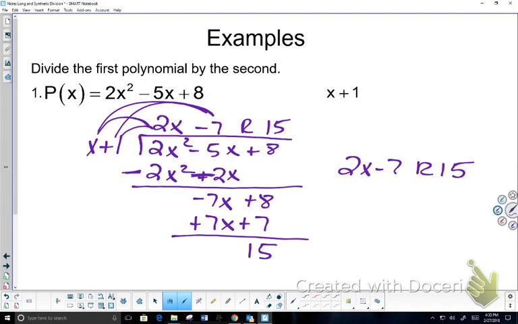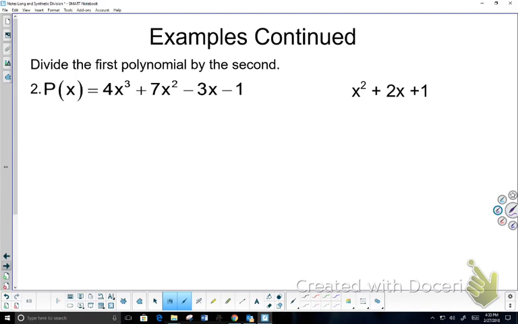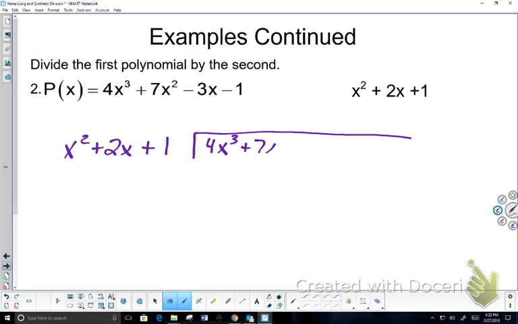Let's try another one of these. This time we're going to divide by a quadratic. This is when you really have to do this, and synthetic division you won't be able to do. The only time you can use synthetic division is if your divisor's degree is 1, and you'll notice this one is a degree of 2, so it will not work.